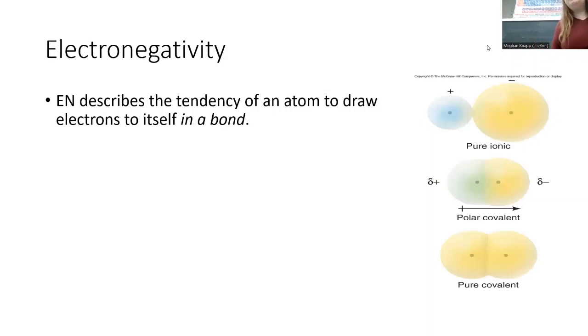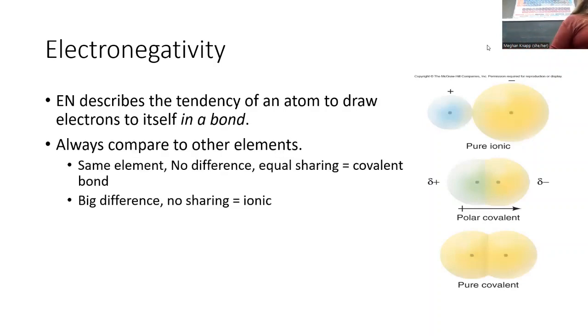Okay, so what happens if we get two covalent things together, but there is quite a bit of a difference? Then we end up with a polar bond. Electronegativity describes the tendency of an atom to draw electrons to itself in a bond. We already said that. And we're always comparing it to the other elements. So the big difference is the ionic. That's at the top. We got a bunch of electrons around the negative one and very few around the positive. And then if they're exactly the same, it's like the bottom where it's purely covalent, but often we're somewhere in the middle where we have a polar covalent bond.